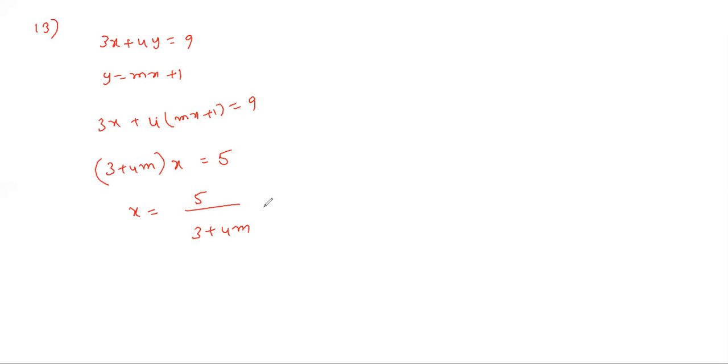Yes, sir. We solved for this. Now, for what values of m is it an integer? In which cases is 5 by (3 plus 4m) an integer? First, 3 plus 4m equals 1. What do you get? X is equal to 5, an integer. Next, minus 1. Next, the possibility 3 plus 4m equals plus or minus 5.